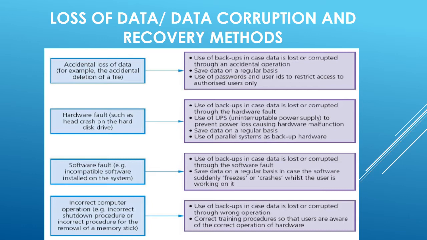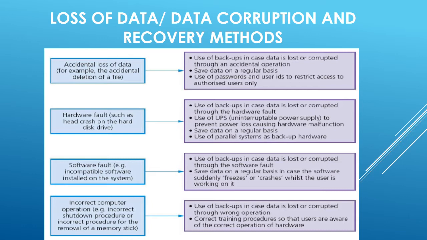Next, data corruption can be caused by a hardware fault, such as a head crash on the hard disk drive. The recovery method involves use of backups in case data is lost or corrupted through the hardware fault, use of UPS, uninterruptible power supply, to prevent power loss causing hardware malfunction, saving your data on a regular basis, and use of parallel systems as backup hardware.